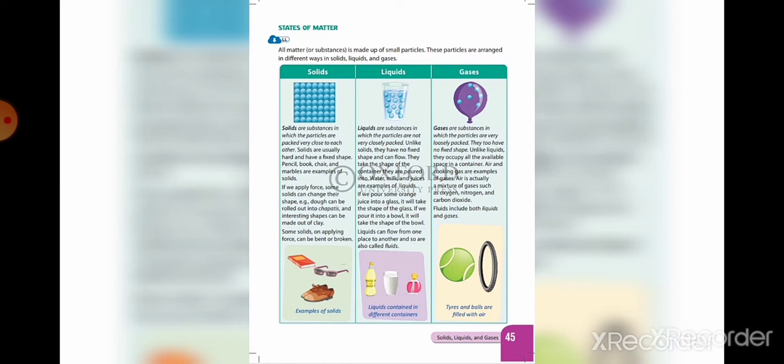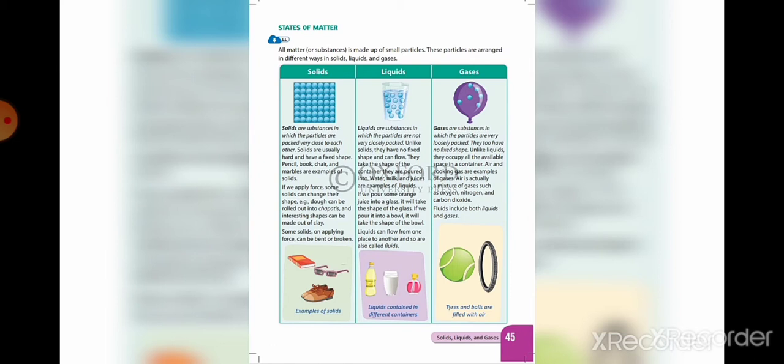If we apply force, some solids can change their shape. For example, dough can be rolled out into chapatis and interesting shapes can be made out of clay. Some solids on applying force can be bent or broken.